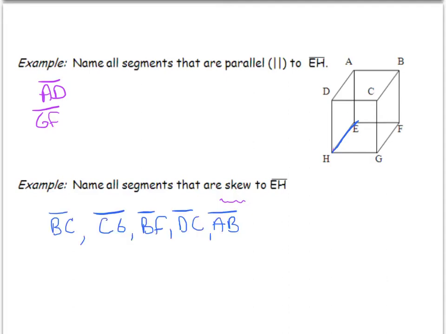All right, so what you should have had is we've got BC up here. BC, not in the same plane. However, these do not intersect. We've got CG, CG here, clearly not in the same plane, but these lines don't intersect either. We've got BF, we've got DC, and we've got AB. Okay? Anything that's left over either intersects with it or is in the same plane.